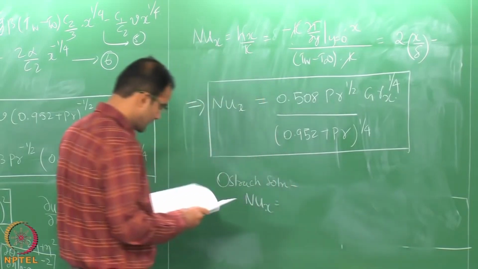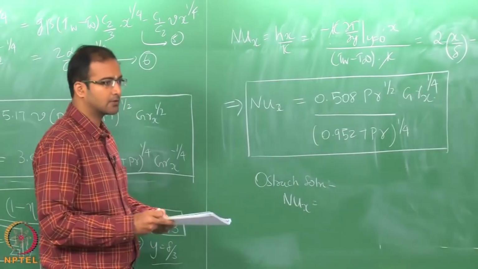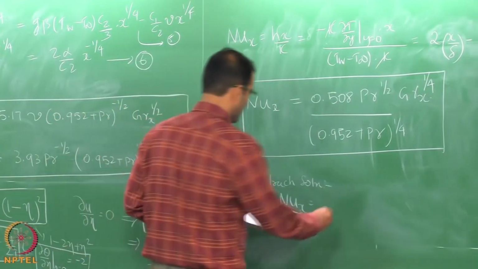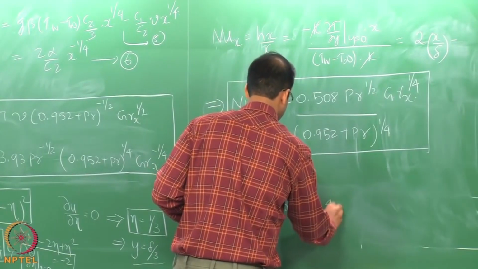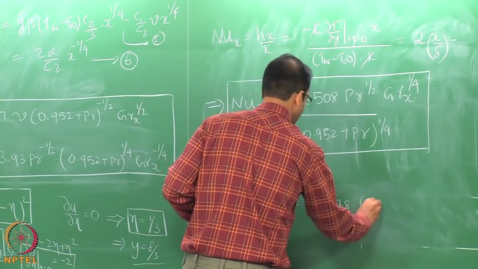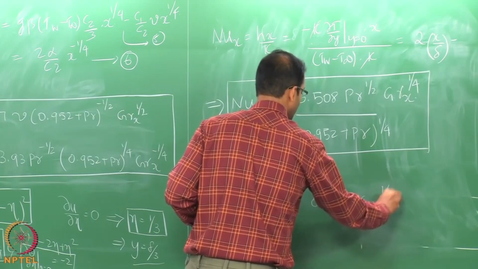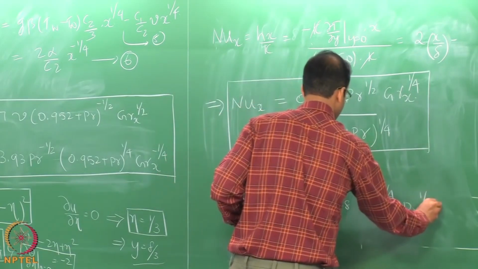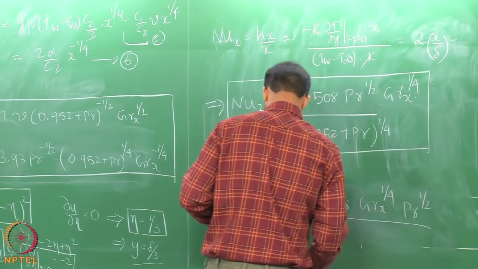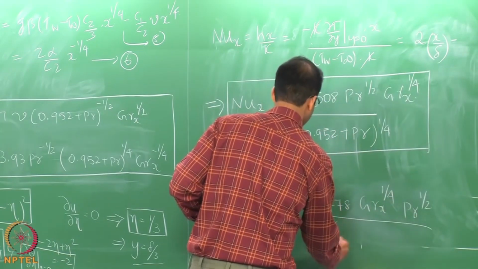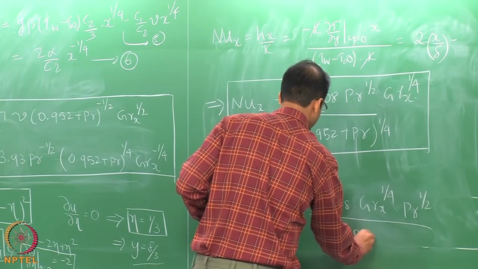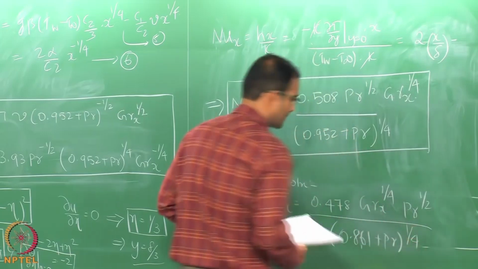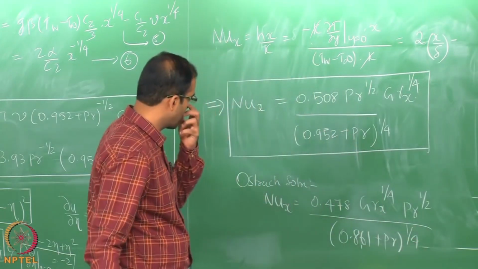So we have 0.676, but we have to also divide it by 4 power 1 by 4. So that comes out as 0.478. 0.478 times Grashof number to the power 1 by 4, Prandtl number half divided by 0.861 plus Pr raised to the power 1 by 4. Okay.